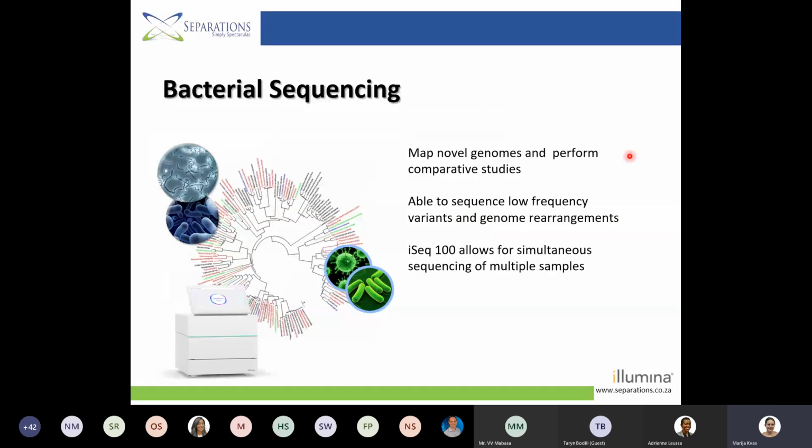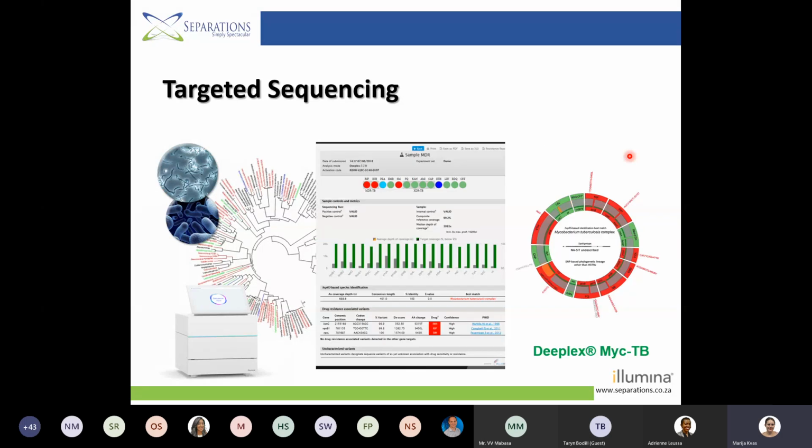When it comes to bacterial sequencing, obviously we want to map the novel genomes and perform comparative studies, and it enables us to look at very low frequency variants and also at the genome rearrangements. And because we are able to multiplex many different samples at the same time on the iSeq or any other instrument, we can also look at a more targeted approach of bacterial sequencing.